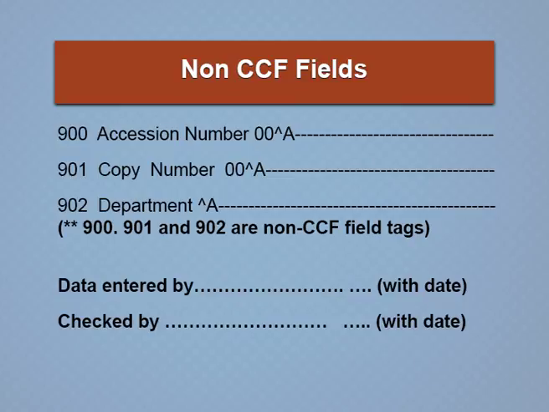901 can be the copy number, it is also repeatable, and 902 may be the department name to indicate that this particular book or document is requested by such and such department, and at the end of the worksheet you should give the data entered by whom with the date and checked by whom, that is required for quality control of the data sheet.